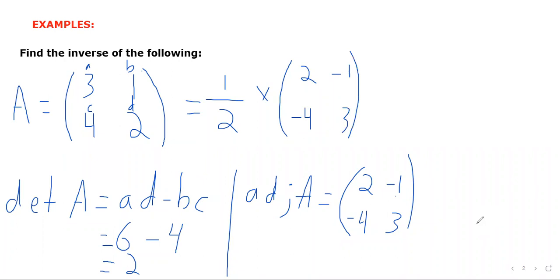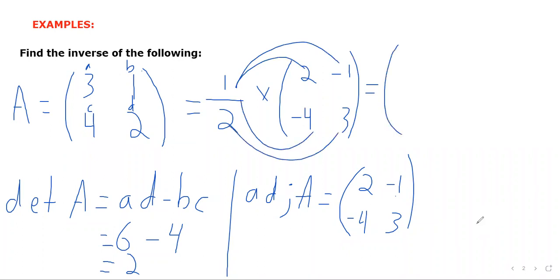And you just expand out the half from outside, and you basically just multiply the half by each element in the matrix. So a half by 2 will be 1, a half by negative 1 will be negative a half, a half by negative 4 will be negative 2, and a half by 3 will be 3 over 2. And that's the answer there.